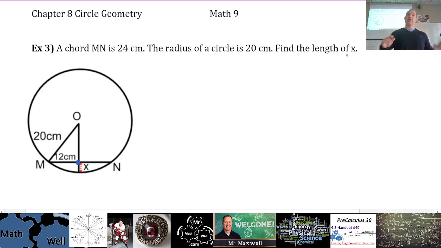Now this is a bit of a different question. So I want you to try this one on your own and see if you can solve for x. This might be challenging for some of you, but take a couple minutes and try to solve for x on your own. Please show your work, and then we'll go through this question in a couple minutes together.